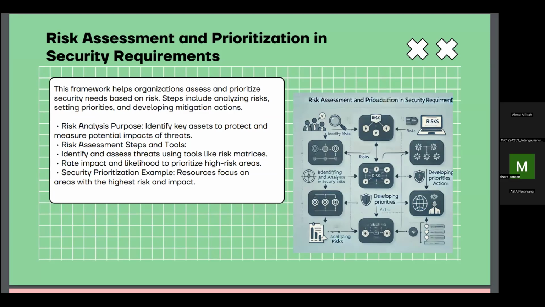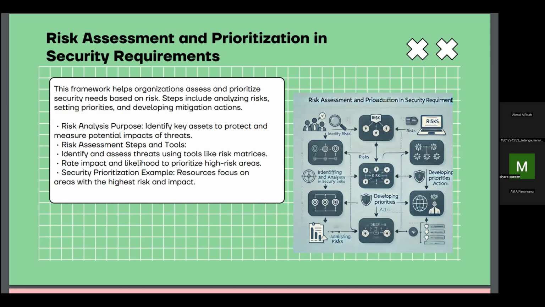Okay, so now is risk assessment and prioritization in security requirements. These frameworks help organizations assess and prioritize security needs based on risk. Steps include analyzing risk, setting priorities, and developing mitigation actions. So first is risk analysis purpose. Identify key assets to protect and measure the potential impact of threats.